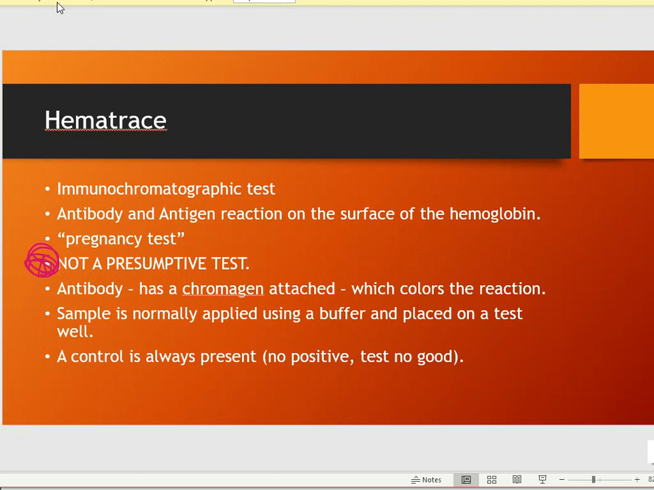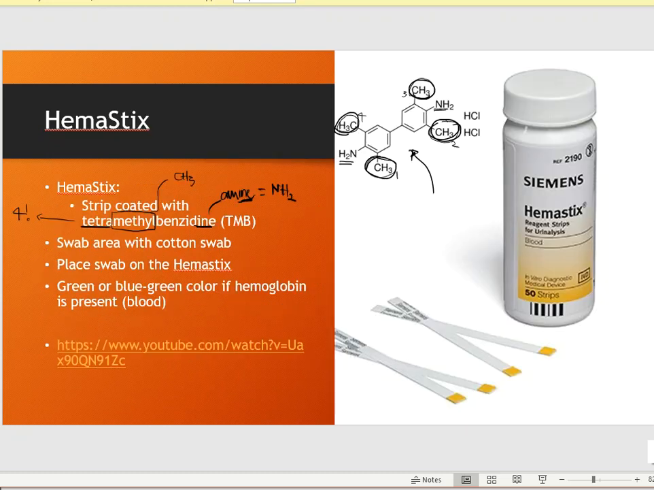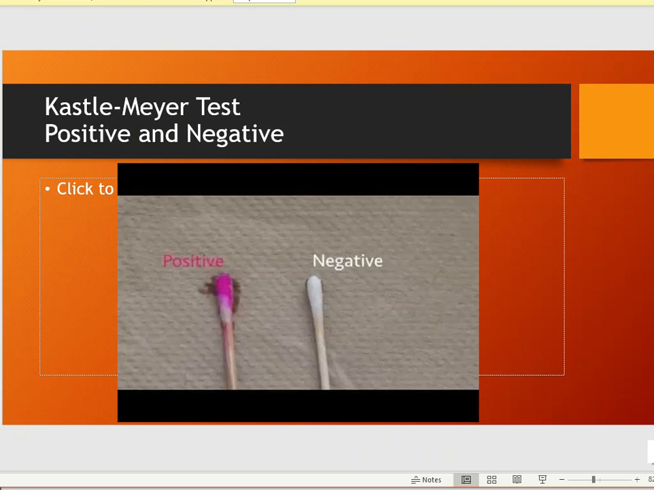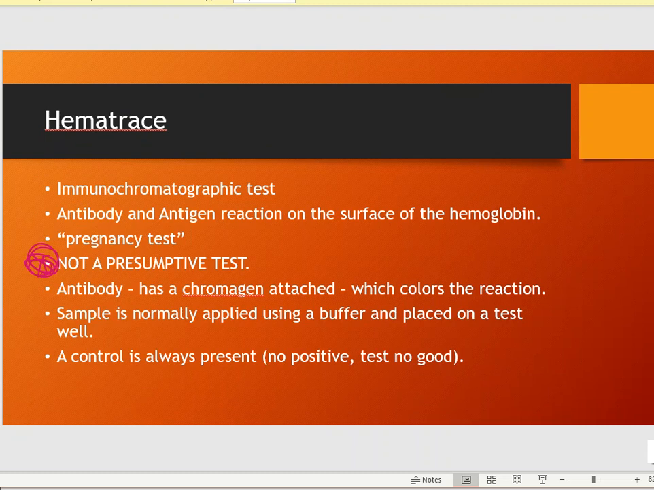If it shows up positive with the HemaTrace, then we can pretty much say that this is a blood sample, right? There's other things that could make this molecule react and turn blue-green, not just blood. And on our Kastle-Meyer test, there's also things that could make phenolphthalein turn pink, not just blood. But with the HemaTrace, this is a little different.